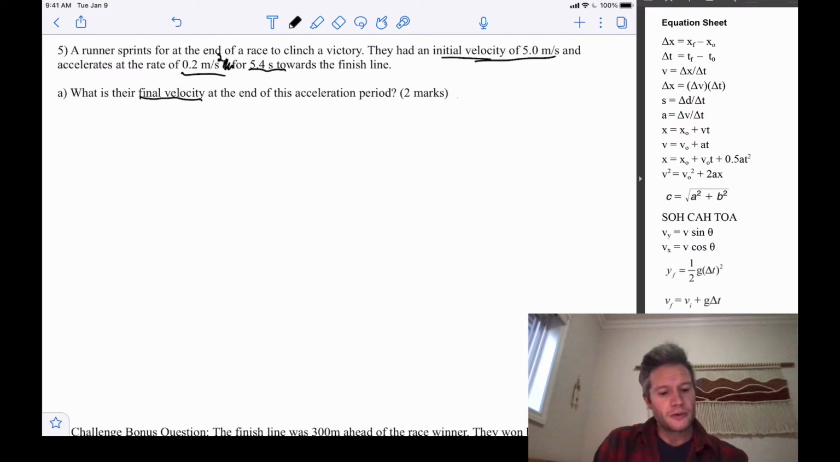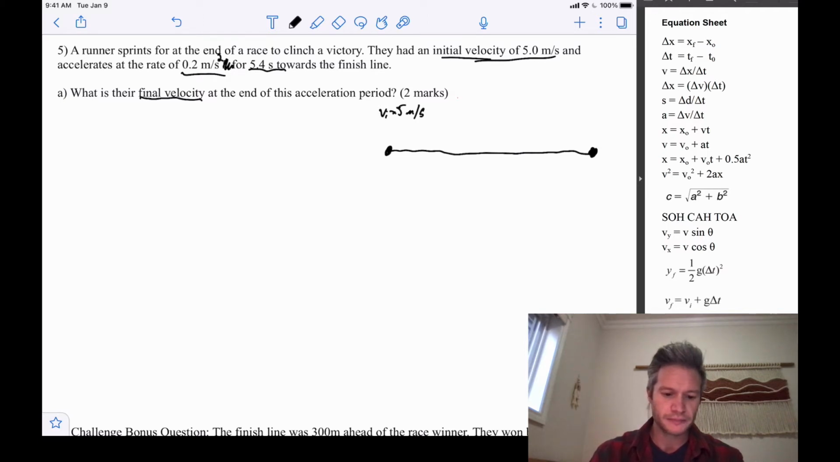So let's draw this out and see what we're doing. So we got a runner. We have some sort of point in time until this finish line. So we're talking about some sort of a period of racing here. And at some point in time in there, they have an initial velocity of 5 meters per second.